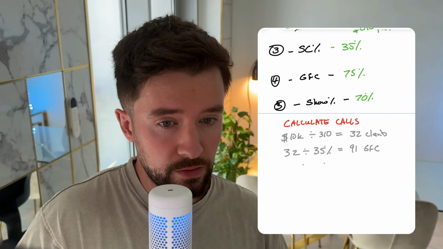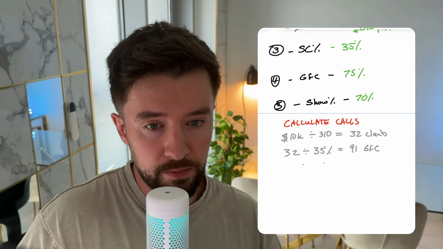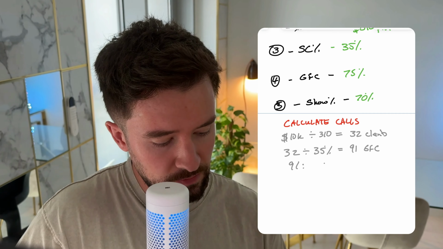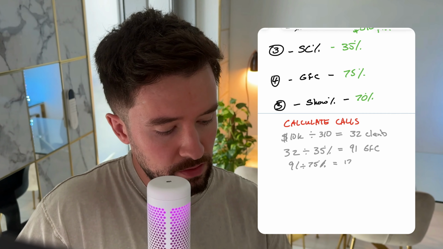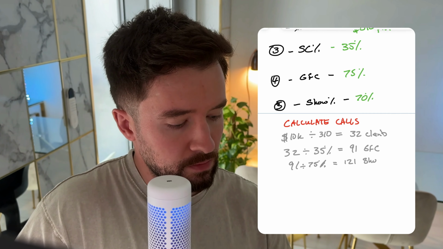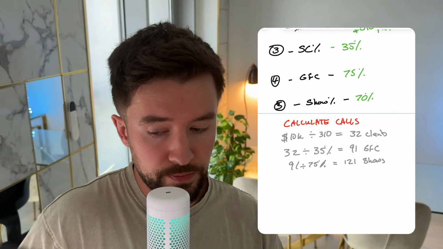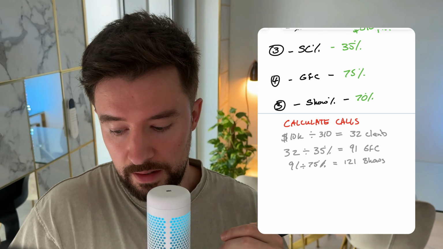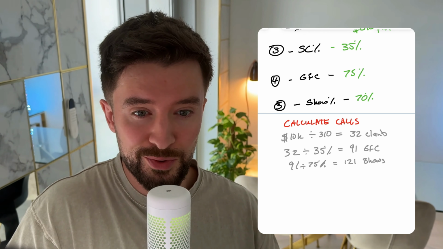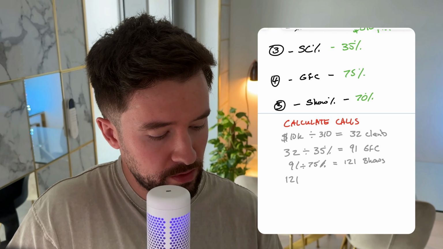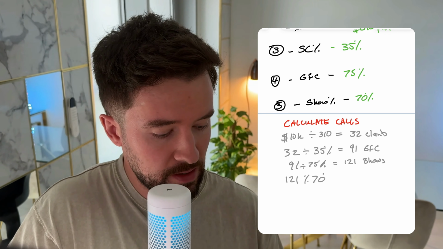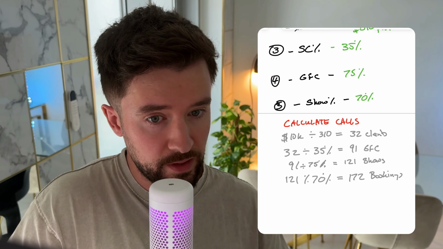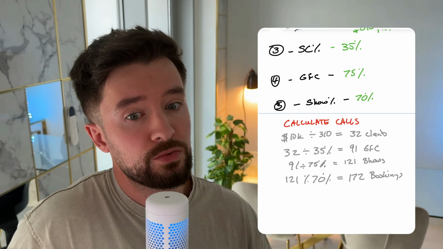Now we're going to take our good fit calls required and divide it by our good fit rate. So 91 divided by 70% is 121 shows. How many people we need to show up on calls. Now we're going to divide that by our show up rate to get the amount of bookings we actually need to create. So 121 divided by 70%. We need 172 bookings.